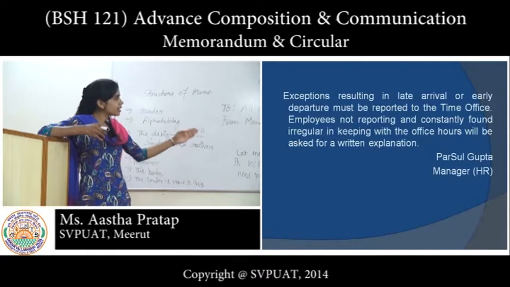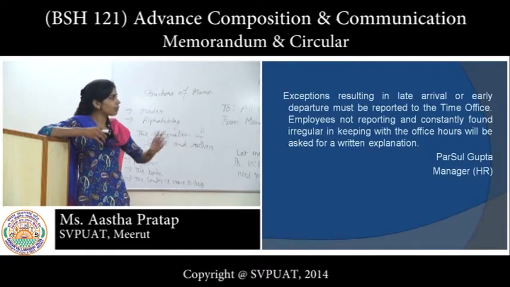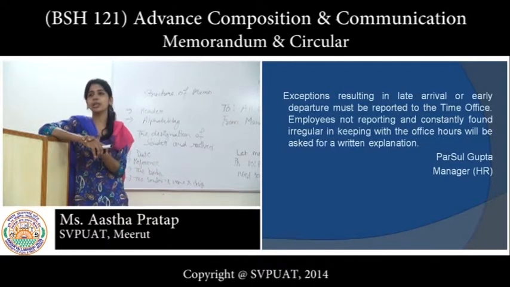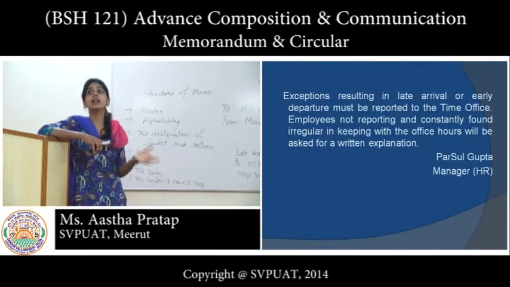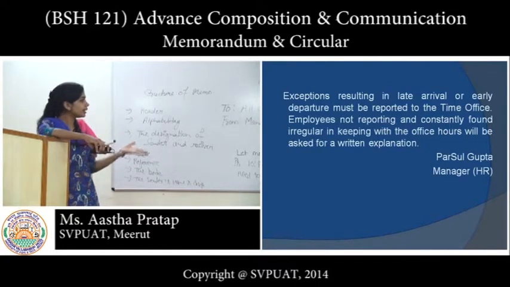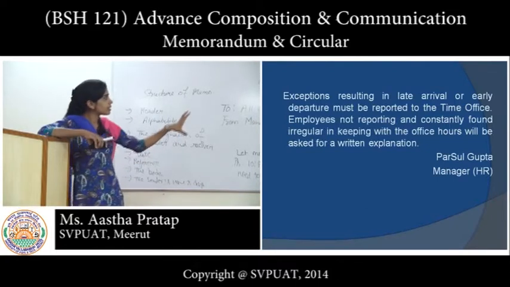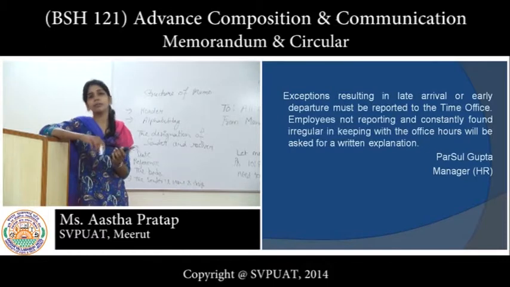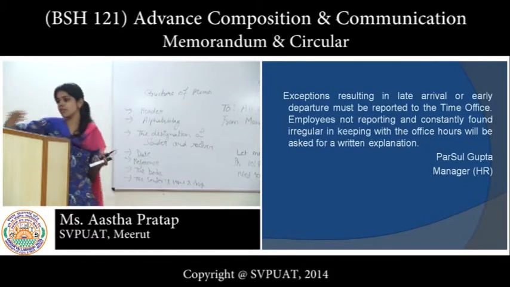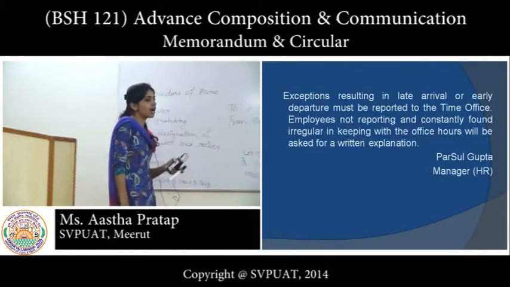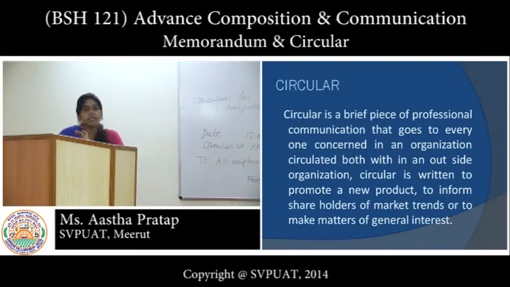So this type of memorandum is just to inform them, or just to tell them, that they need to report at the office on time, and if they don't report there, then they will be asked for a written explanation. So this is one type of memorandum, which deals with the topic of office hours. Now today our next topic is circular.